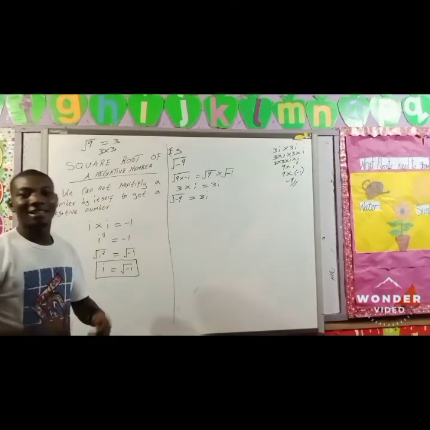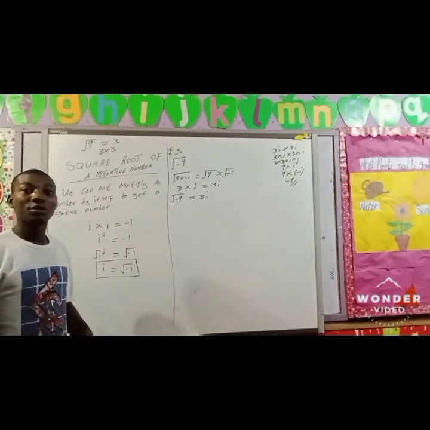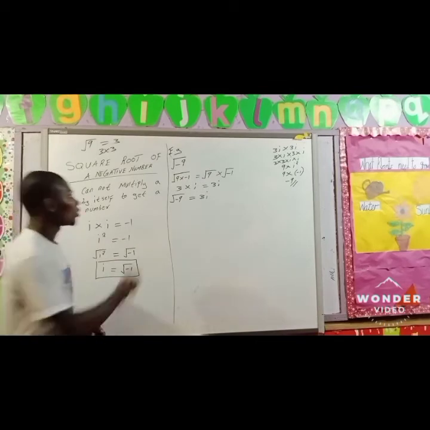So when we multiply 3i times 3i, you are going to have minus 9. That shows the square root of minus 9 is equal to 3i. So let's pick another example.